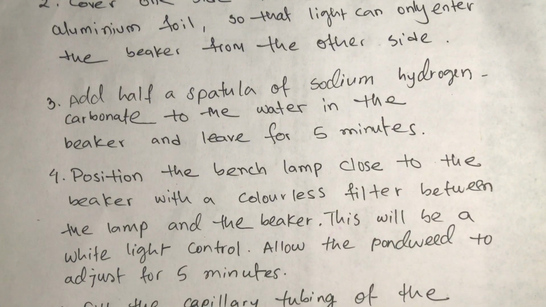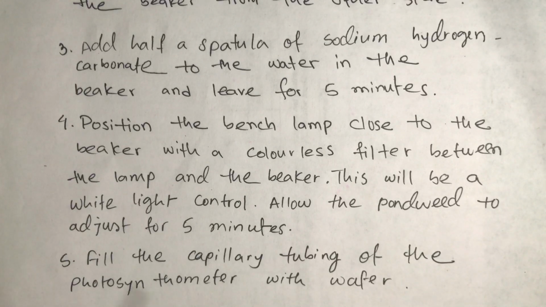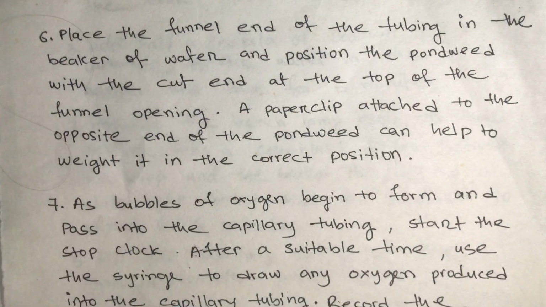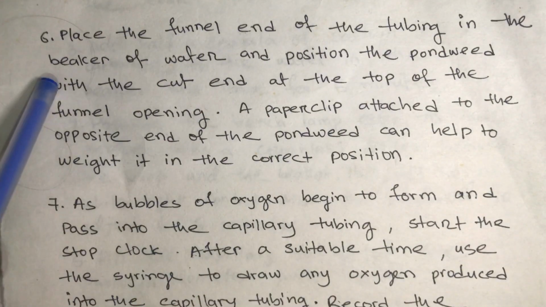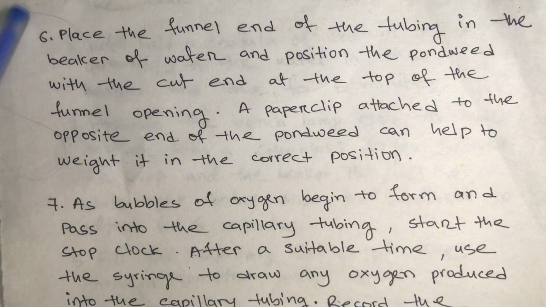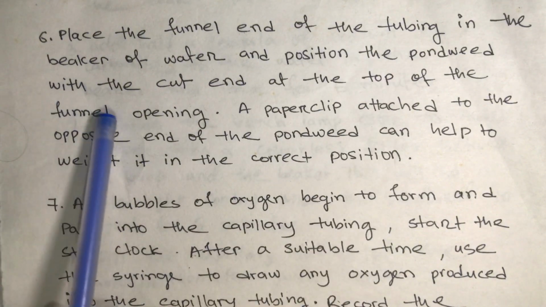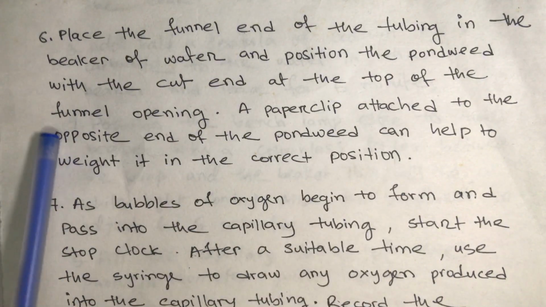Okay, we always give the plant 5 minutes to adjust after installing a new instrument to it, so that the plant can get used to its new environment and we do not get any unreliable result. Then fill the capillary tubing of the photosynthometer with water. Place the funnel end of the tubing in the beaker of water and position the pondweed with the cut end at the top of the funnel opening.